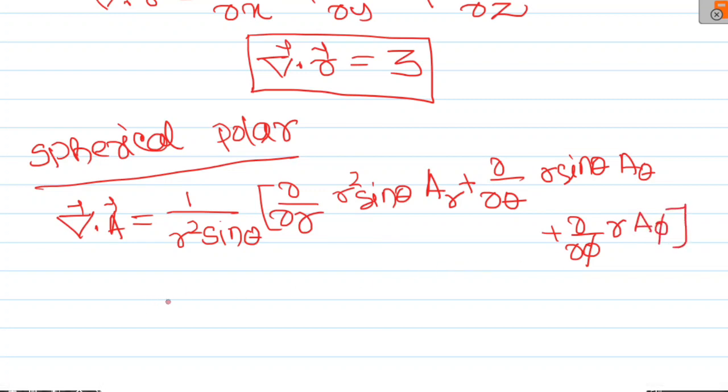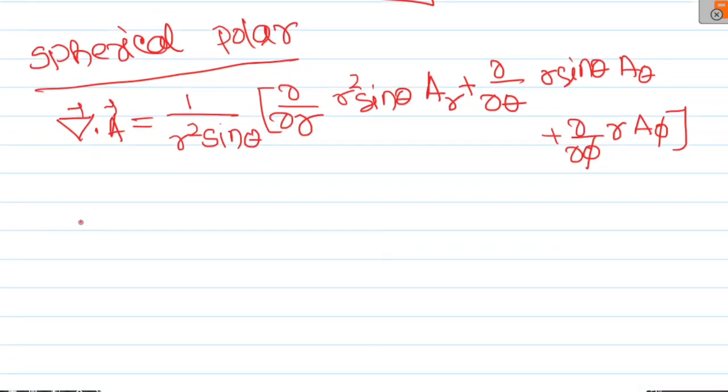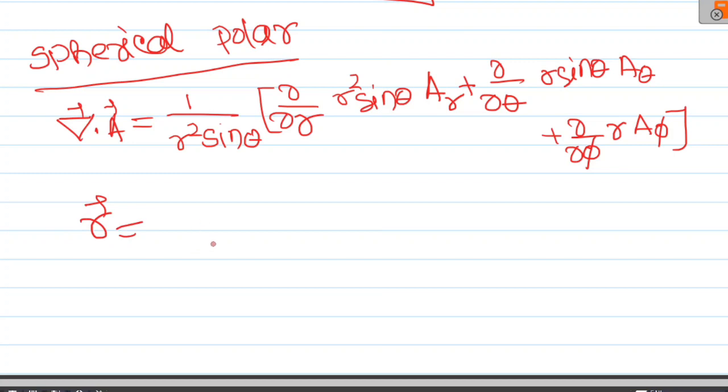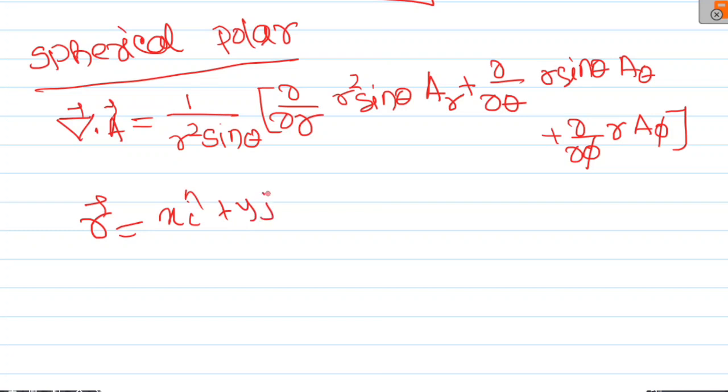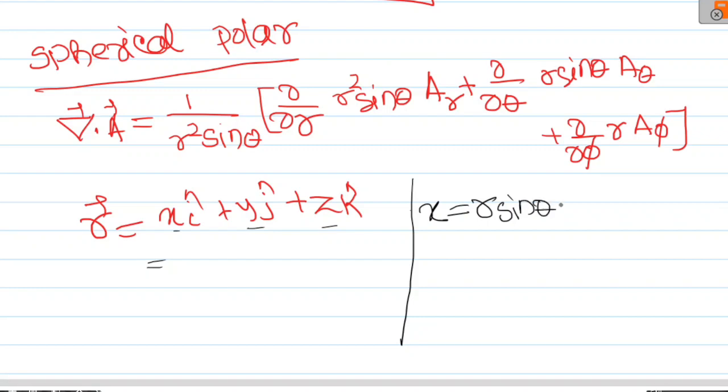Now here we have to find the divergence of the position vector, so next we have to express this position vector in spherical polar coordinates. We have x i cap plus y j cap plus z k cap, which is in Cartesian coordinate system. Now let us write this position vector in spherical polar coordinate system. For that you have to express x, y, z in spherical polar coordinates, and we know that in spherical polar coordinates x is r sin theta cos phi.